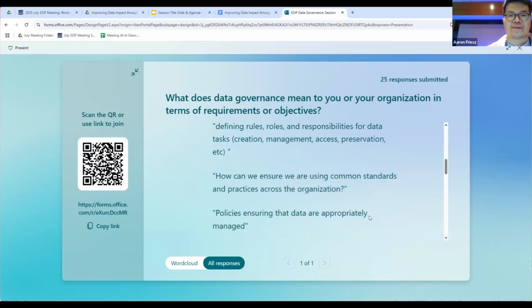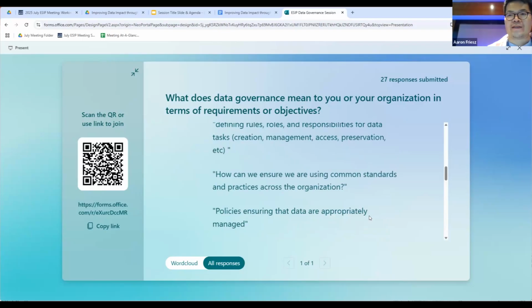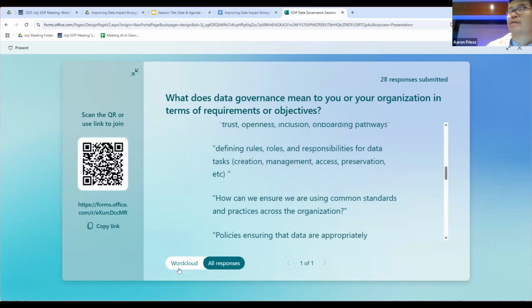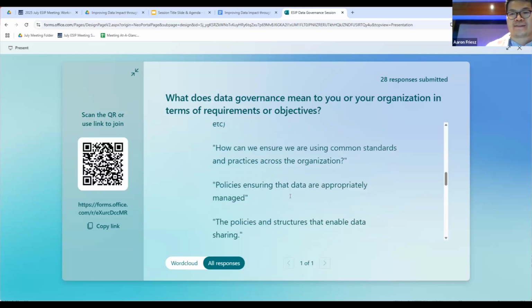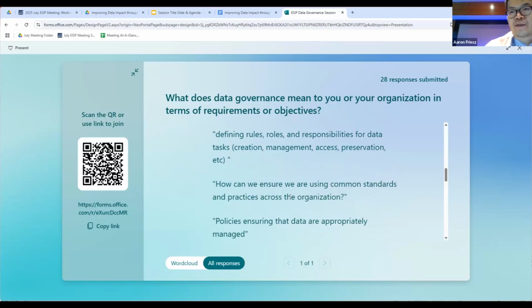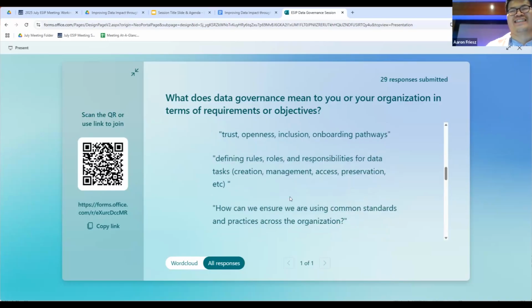Great. I'm glad to see almost 30 people responding right now. And by the way, we have close to 30 people in the room and 20 people online. So that's a great turnout for the session today. Which leads me to, we have only 28 responses. So people.